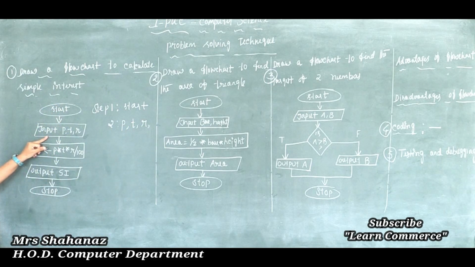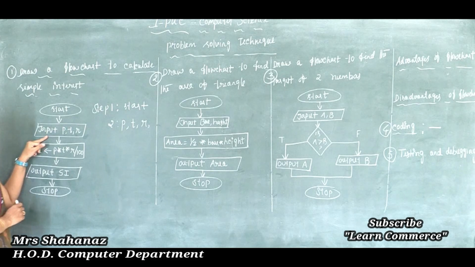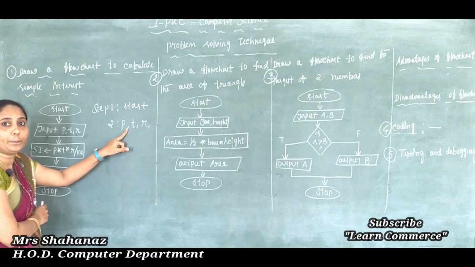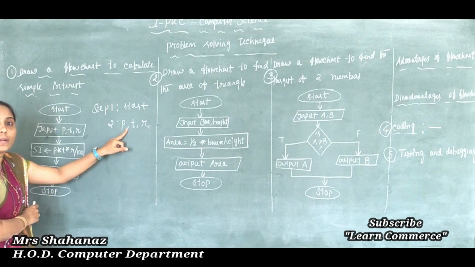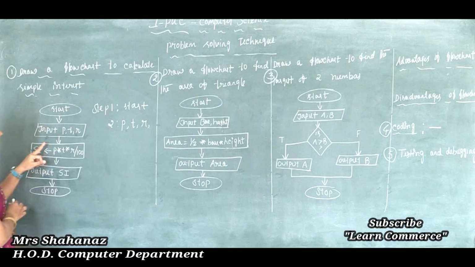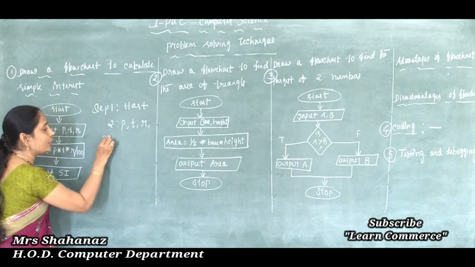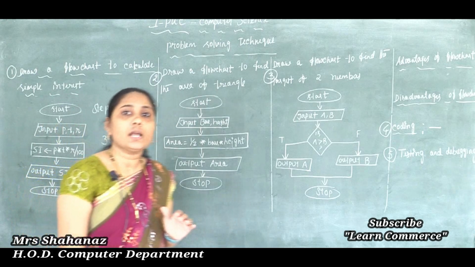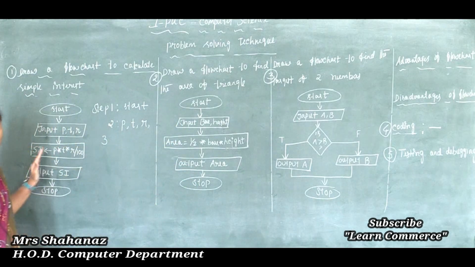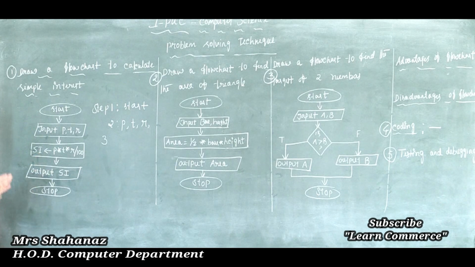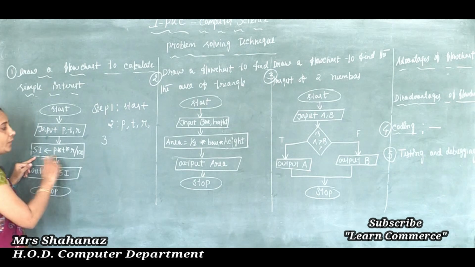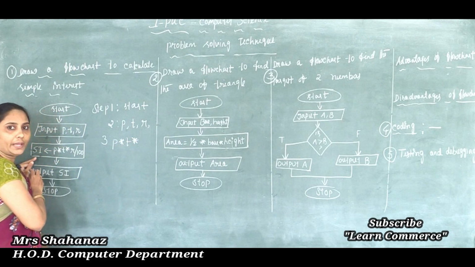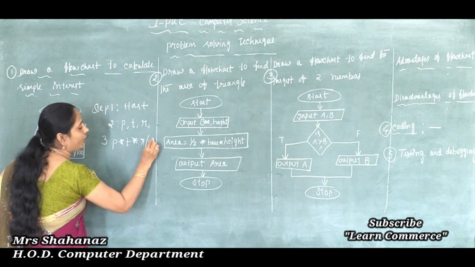Clear this point here? In the algorithm we need to input some variables, that is P, T and R. The full form is principal, time and rate. After we input the values for P, T and R, we do the calculation to get the simple interest. We know how to calculate simple interest: P into T into R, divided by 100.